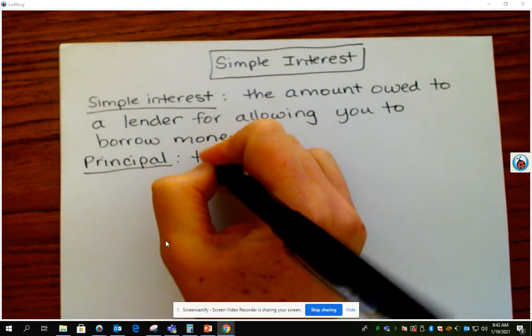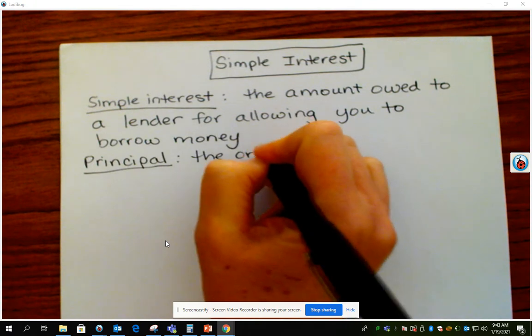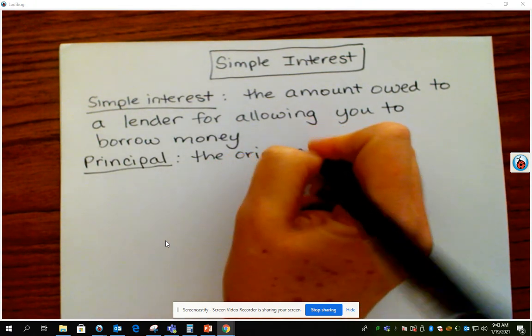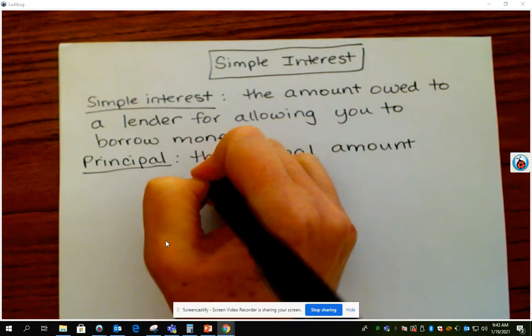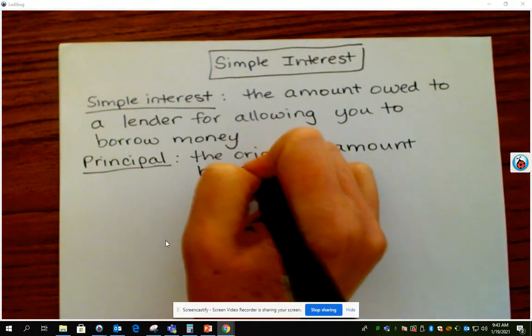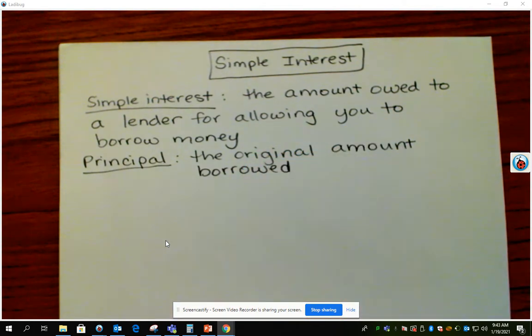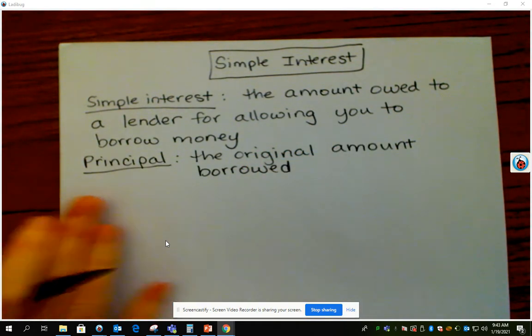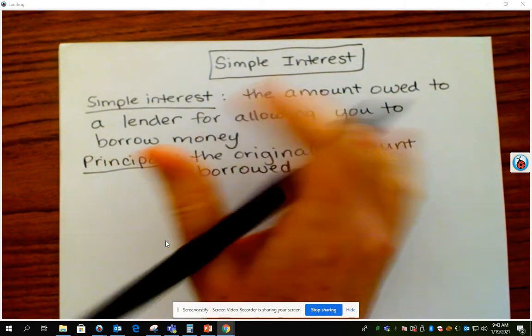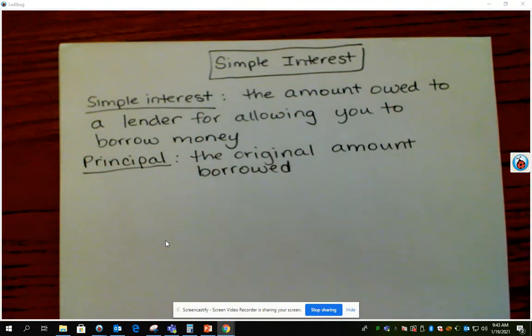This is the original amount borrowed. So if I want to take out a loan for $5,000, the principal is $5,000. That does not include the interest, the money I have to pay for borrowing that money.